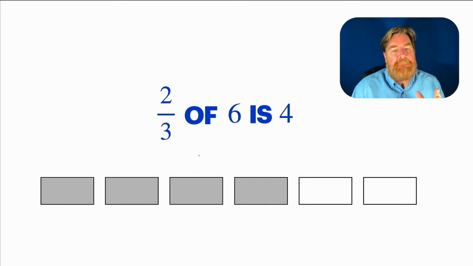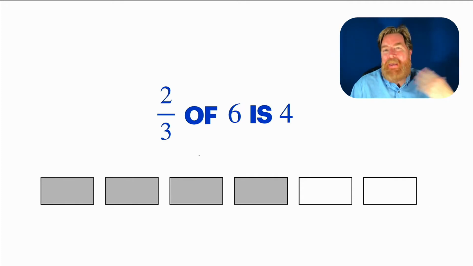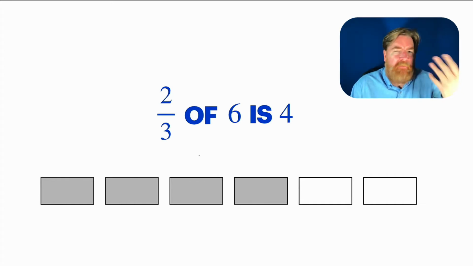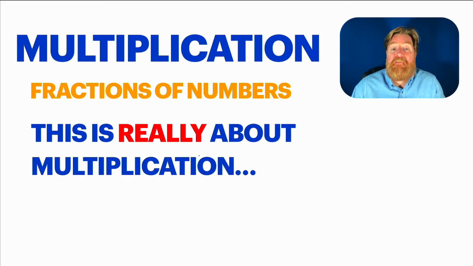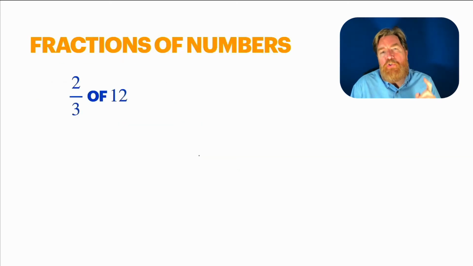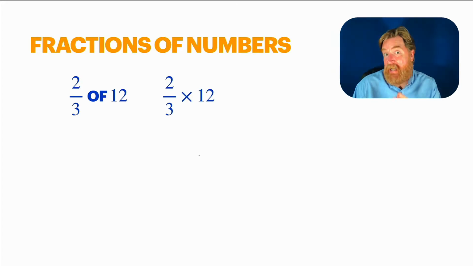Now, here's the deal. Fraction bars are great, but we can't be drawing fraction bars for all these problems, right? There's just no time. They help us make sense of it, but we need to understand what's really going on here numerically. And it turns out that fractions of numbers, it's really about multiplication. That's what's happening here. In fact, 2/3 of 12 really just means 2/3 times 12. Okay? That "of" means times.